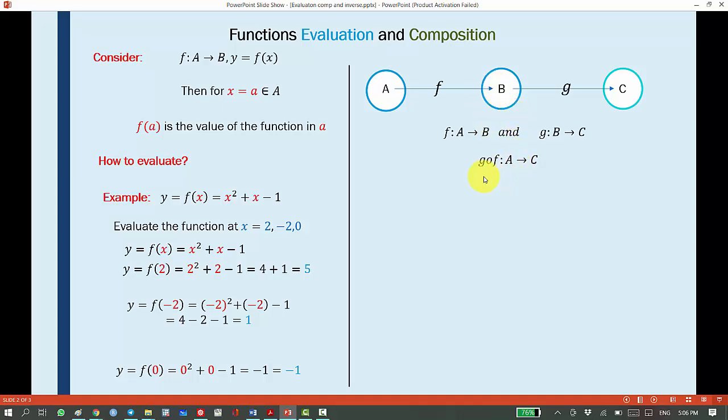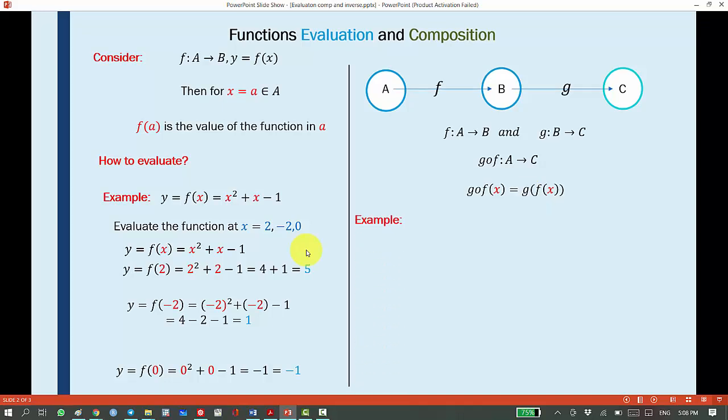B. In other words, g ∘ f, which is the composition of g and f, is a function defined from A to C, such that (g ∘ f)(x) is equal to g of f of x. In other words, f of x, which is the value of the function f, is playing the role of independent variable for the function g.